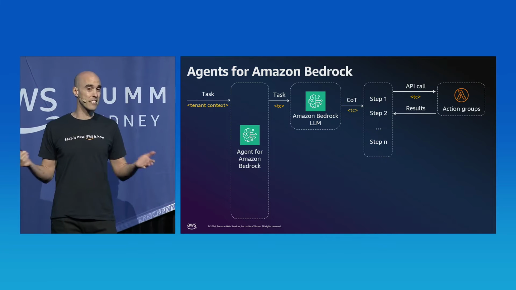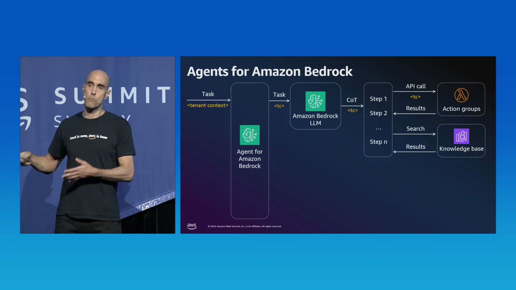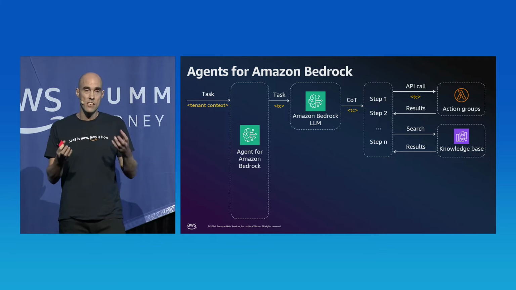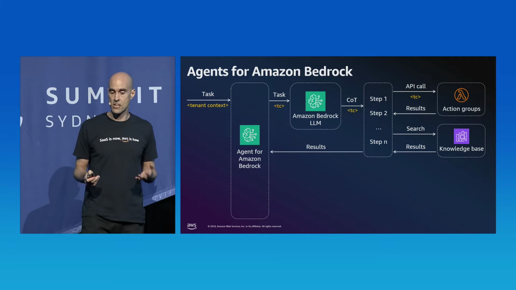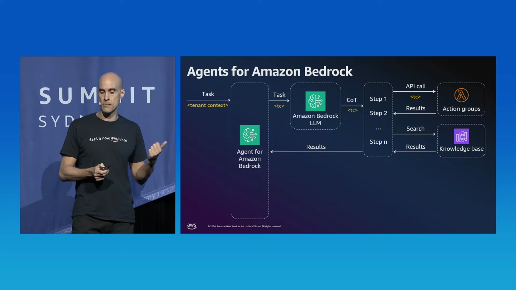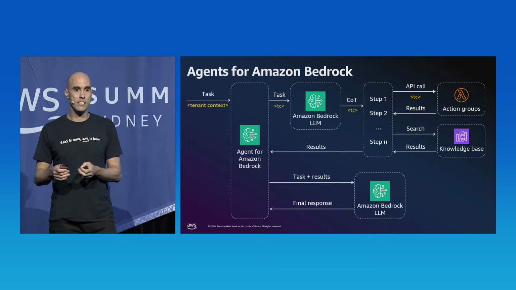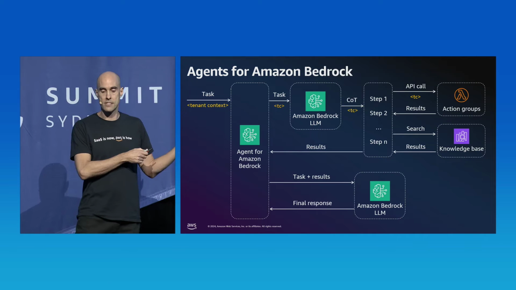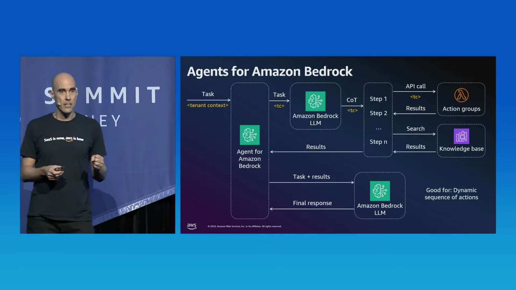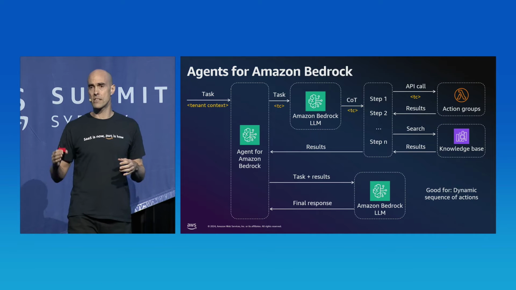And also, it might need to go and get more information. So it'll actually go off and search a knowledge base and go and get more information there. So once it's done all the steps that it thinks it needs to do, we've basically got the raw data and the task is kind of complete. But it's not really in a format that we want to send it back to the original user. So it sends it off to a foundation model again, and it processes it and puts it in a nice response, and then passes it back. So this is a really good way to tailor your experience for your customers and incorporate those dynamic sequence of actions.